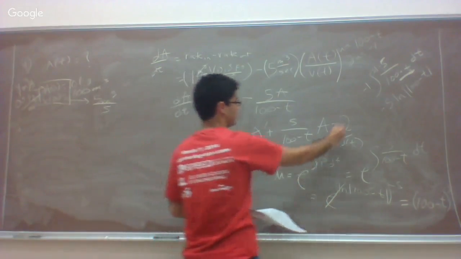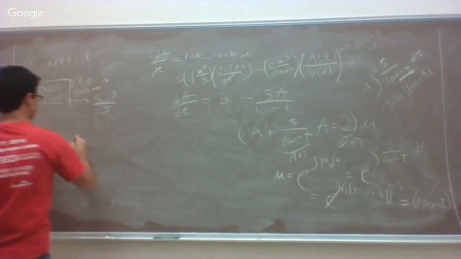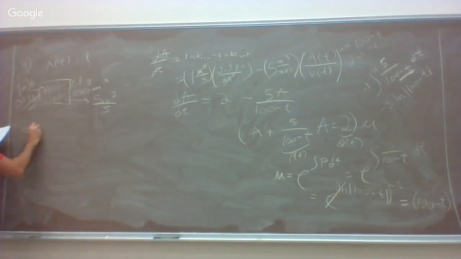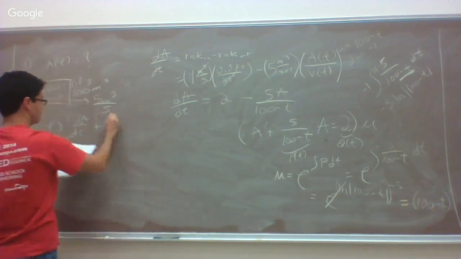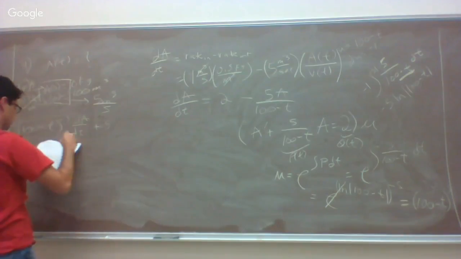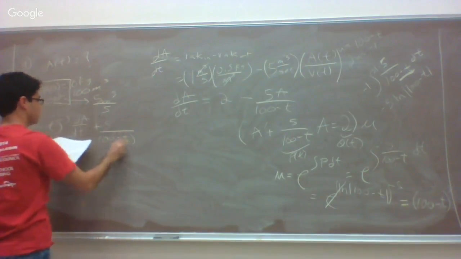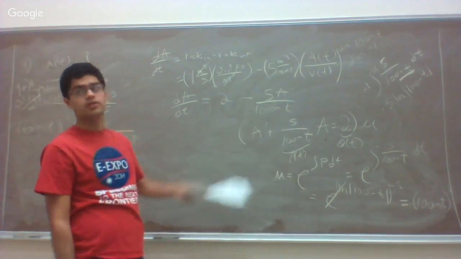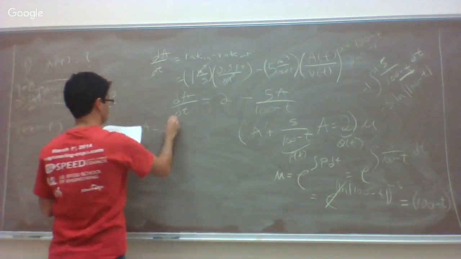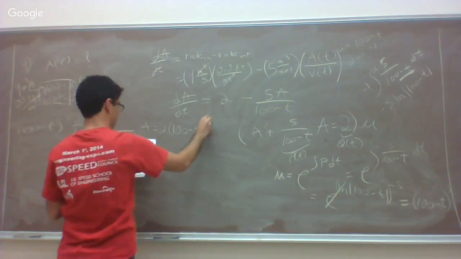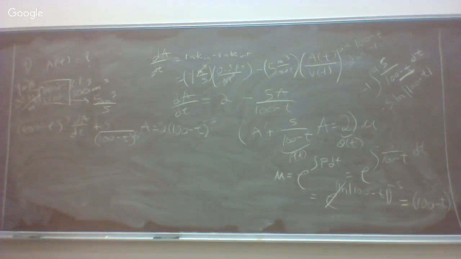I multiply mu with this equation so that I have 100 minus t to the negative 5 power times dA over dt plus 5 divided by 100 minus t to the 6th power, because I already have 100 minus t in the denominator, right here, times A equal to 2 times 100 minus t to the negative 5 power. Any questions on this? Okay.